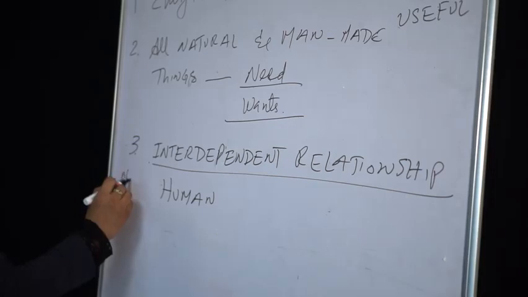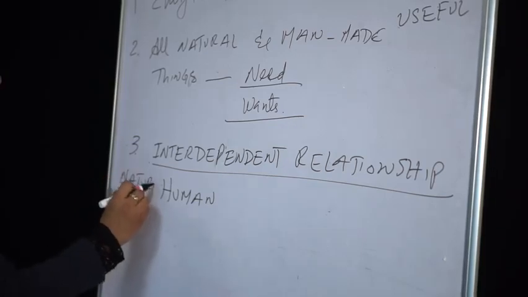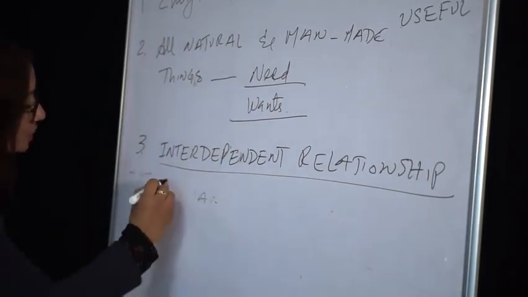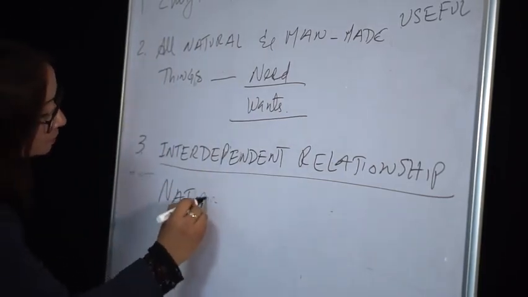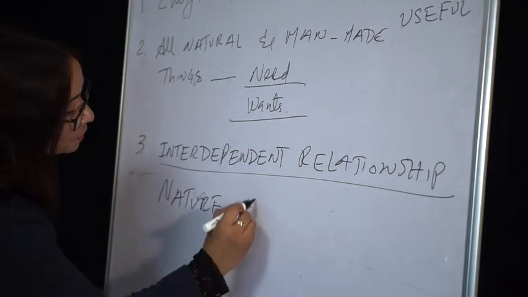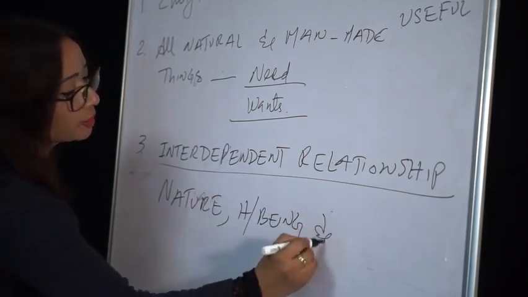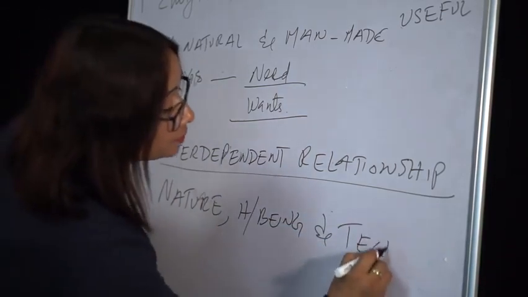First we take nature. Of course, first we have to take nature. We cannot take human being first. Nature always comes before us. So we first mention nature. So I'll write in short, human being and technology.